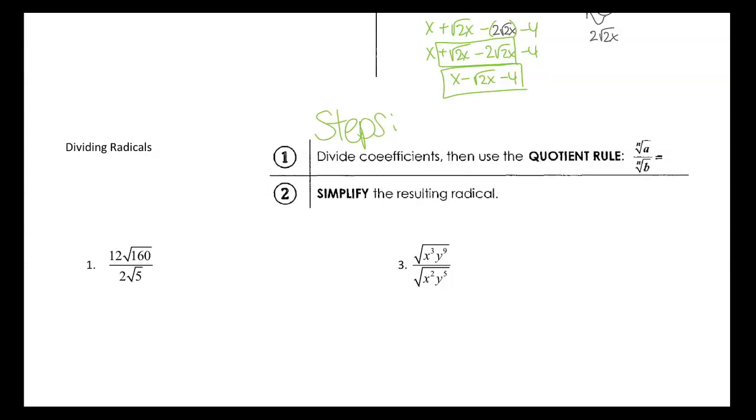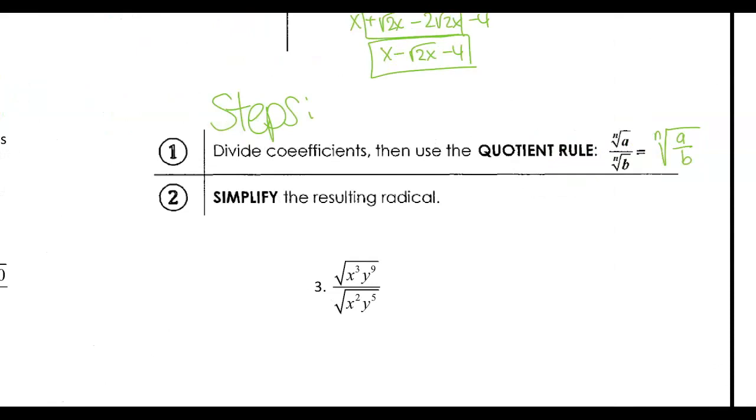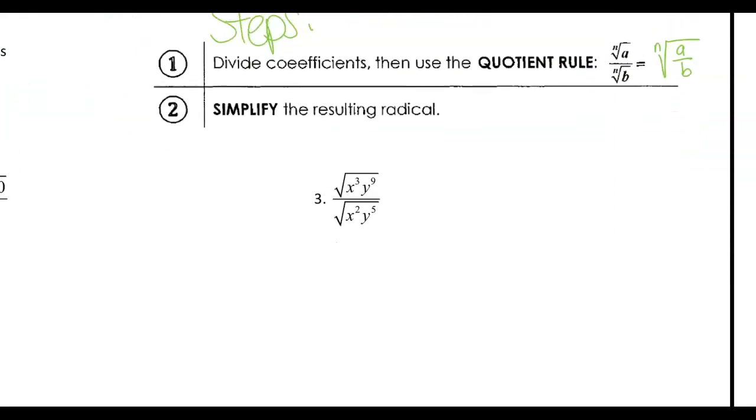With your steps, you're going to divide the coefficients, and then you're going to use the quotient rule to simplify. Similarly to the product rule on the other page, the quotient rule just states that if they both have the same index, you're going to take their radicands and divide them, whatever those radicands are. And again, as a last step, you're going to simplify the resulting radical. So let's look at question number 3.